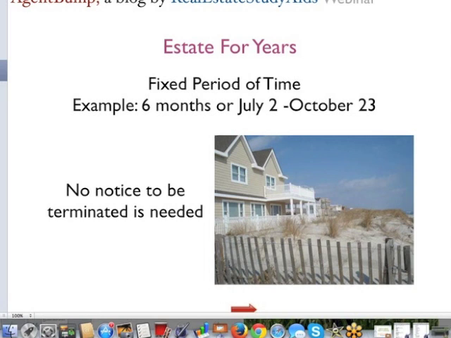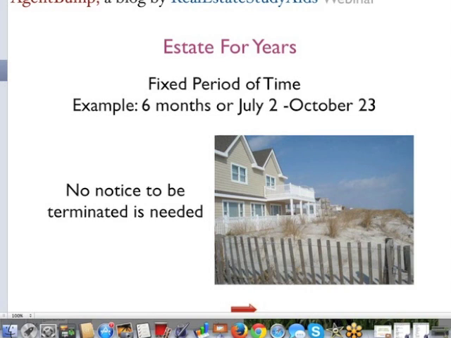So here we have the estate for years. This goes along with Pam's example, a fixed period of time, 6 months, or it could be dates, like July 2nd to October 23rd. And that's why I have the picture of the nice summer home to go along with Pam's example, because we have our beach house.